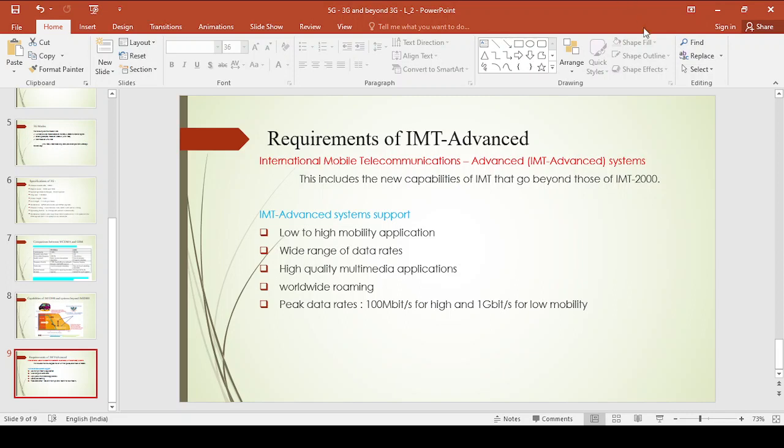Now here ends your lecture 2. In the next lecture we will see some terminology like cell spectral efficiency, peak power efficiency, cell bandwidth, etc. Like this we will see some terminology in the next lecture, right?